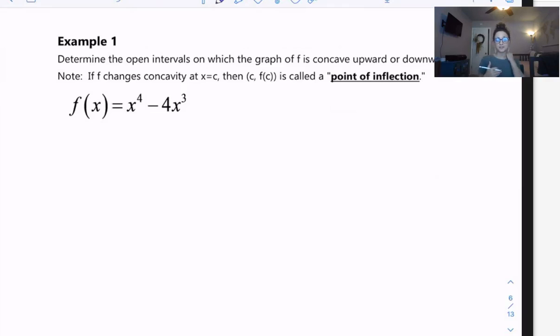Okay, so example 1. Can you write f of x in your notes, please? Go ahead and write it, and then also find me the second derivative. Hit continue when you've got the second derivative.